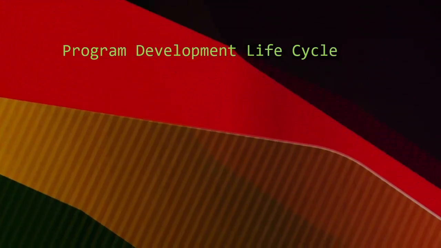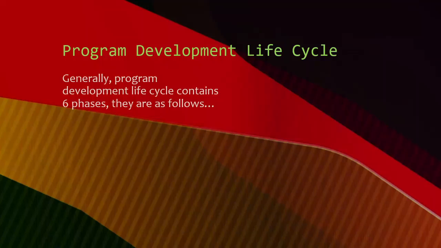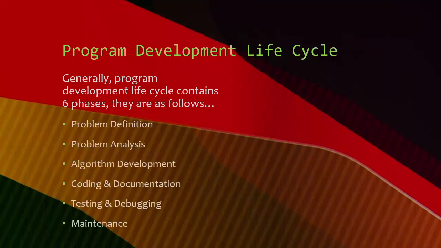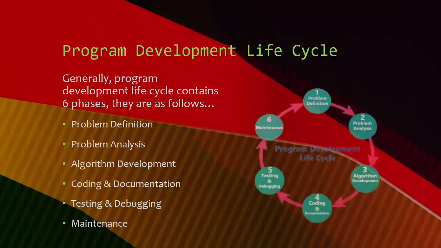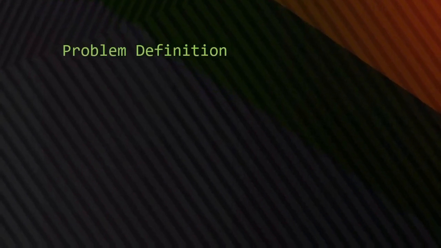So, PDLC generally contains 6 phases. So, ito yung mga yun. So, first, we have the problem definition, followed by problem analysis, algorithm development, coding and documentation, testing and debugging, and finally, the most crucial after implementation ng system, the maintenance. So, isa-isay natin siya sa future slides natin. So, punta tayo sa unang phase.